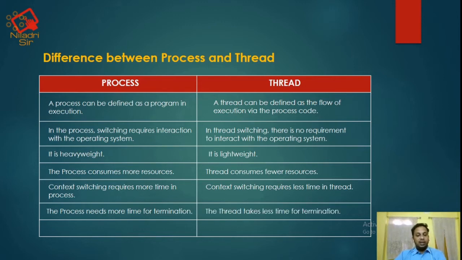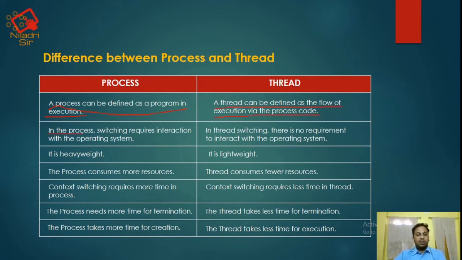So as I told, the thread takes less time for termination as the thread is smaller than the process, and the process takes more time for creation, but the thread takes less time for creation. As a process is much bigger than a thread, it takes more time for creation. I am again repeating that a process can be defined as a program in execution, but a thread can be defined as the flow of execution via the process code.